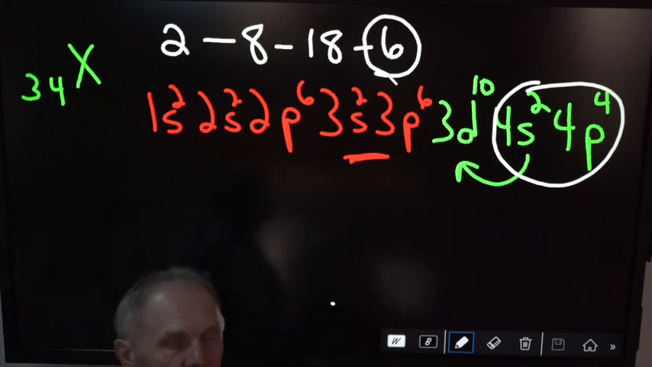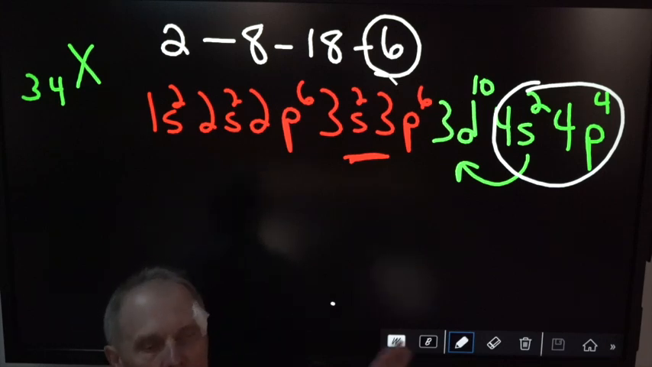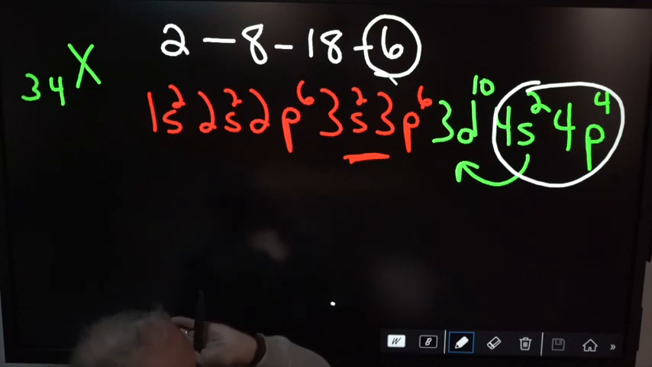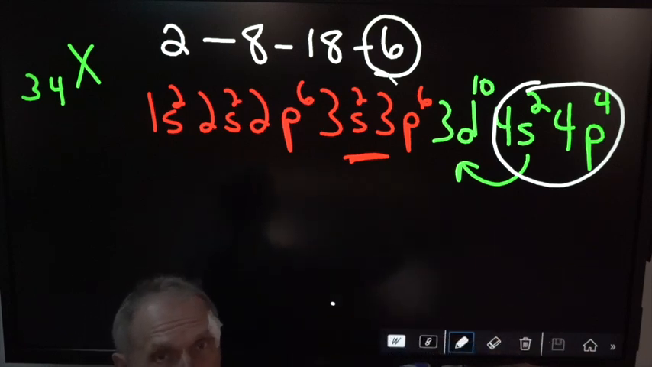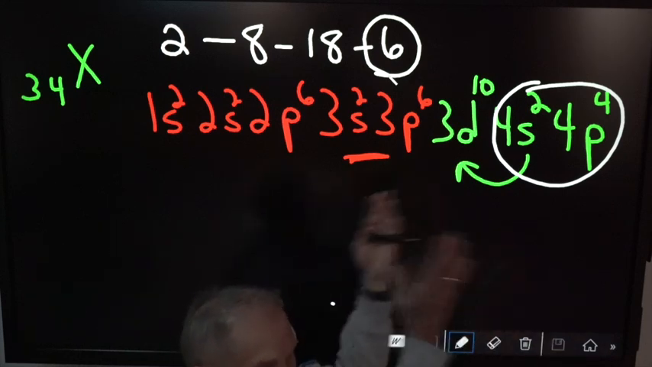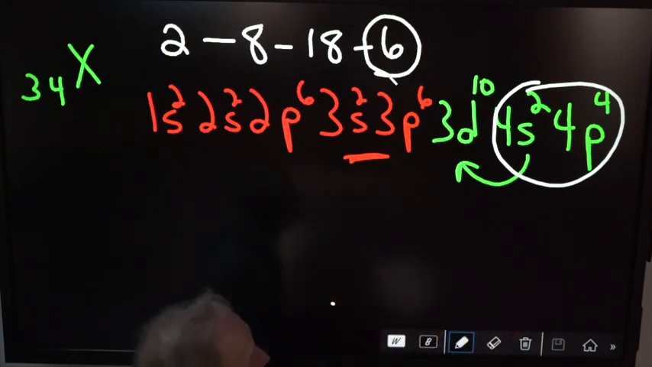Remember a rule, it's hard to do. If you have 8 in the outside shell, you got to jump to the next shell. Put some in there. If you still have some electrons left, you got to jump back and fill up the shell. Okay? That's pretty tough. We'll do a lot more of these. But for right now, we got to do this.